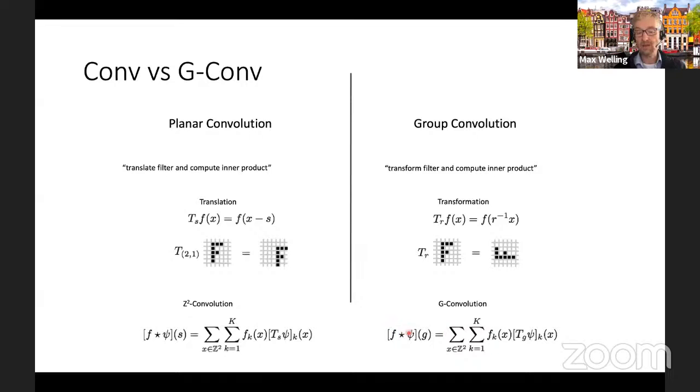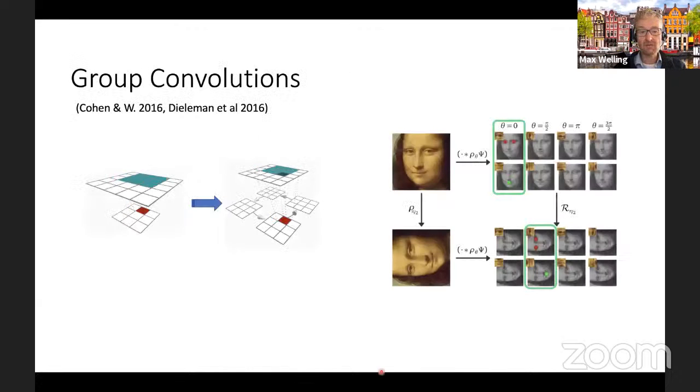And then you get an output of our convolution, which is now a function of the group, both x position as well as orientation of the transformation. And that's then the group convolution. Now, why does that solve our problem? So here you see the group convolution, which we introduced in 2016. Here you see that object in action.